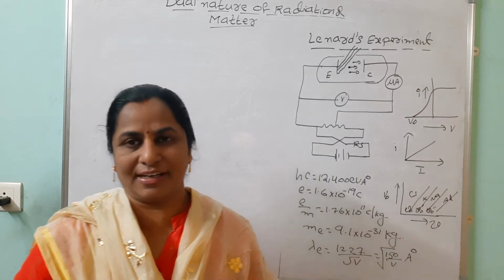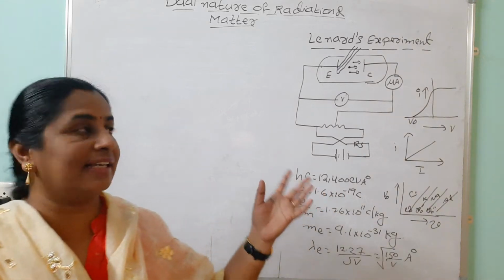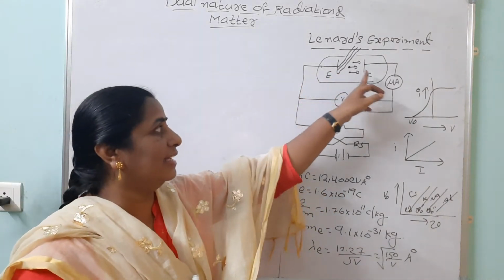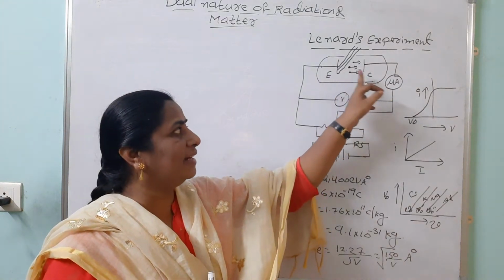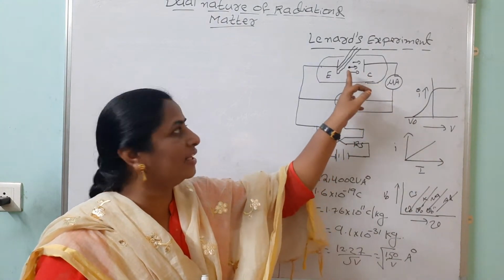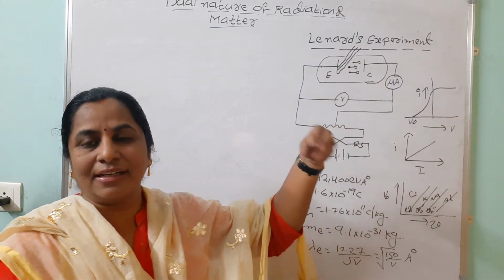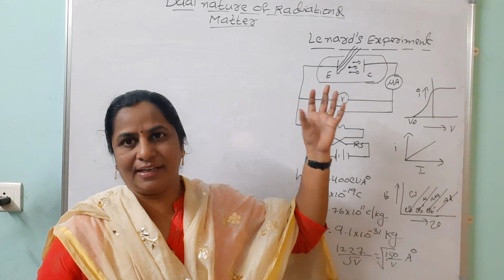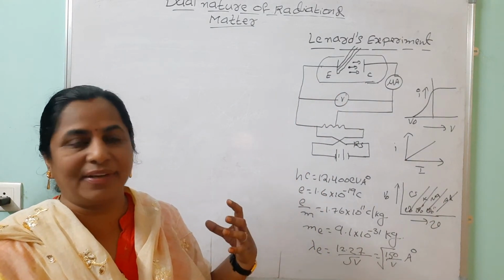What is the photoelectric effect? When radiation or electromagnetic rays fall on a surface, see here we are taking one discharge tube. Inside, this is the emitter and this is the collector. Mostly we use photosensitive metal, meaning when light falls on it, electrons are easily liberated. Those are like sodium, potassium, lithium, cesium, like that we take.